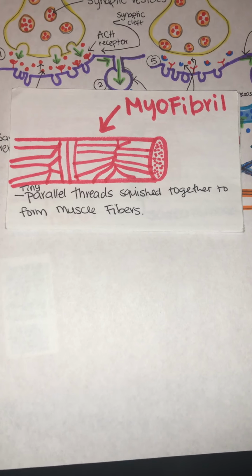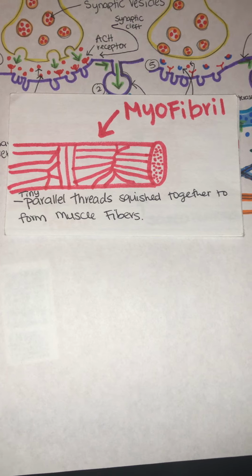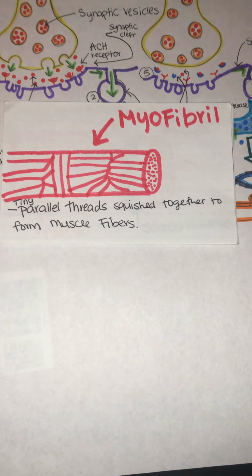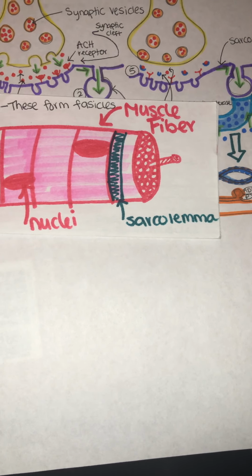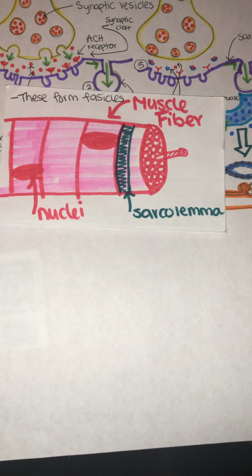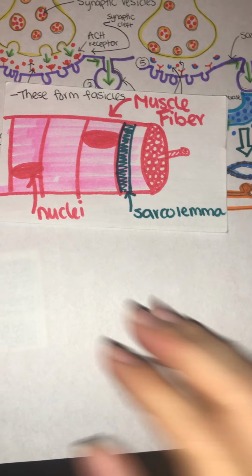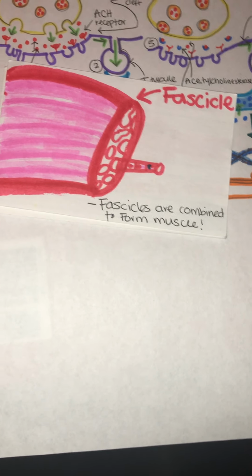And then I went into more detail on the myofibril and how it's a tiny parallel thread that is squished together to form our muscle fibers. And then here is our muscle fiber. So these form the fascicles. And then here on our muscle fiber is where we would have our nuclei and our sarcolemma. And then here's our fascicle, and fascicles are combined to form muscle. And last but not least, our muscle.